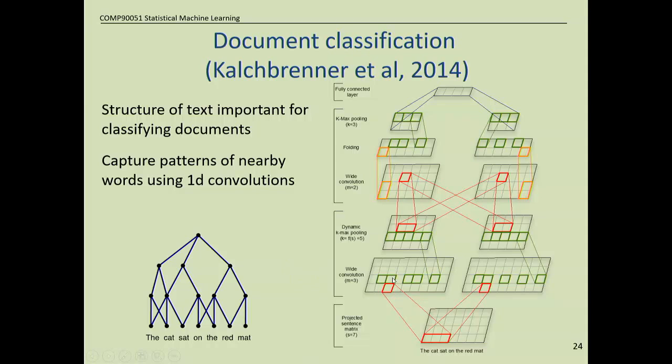So what is the kind of stuff that this is doing? Okay, the cat sat on the red mat. So projected sentence matrix, whatever that is, wide convolution, dynamic K-max pooling, then wide convolution, then folding, which I assume is like flattening, and then max pooling, and then we have a fully connected layer at the end for doing multiple classes or something like that. But you can see along the way, there's some separate things here that either don't interact or do interact, and any of these things are possible.